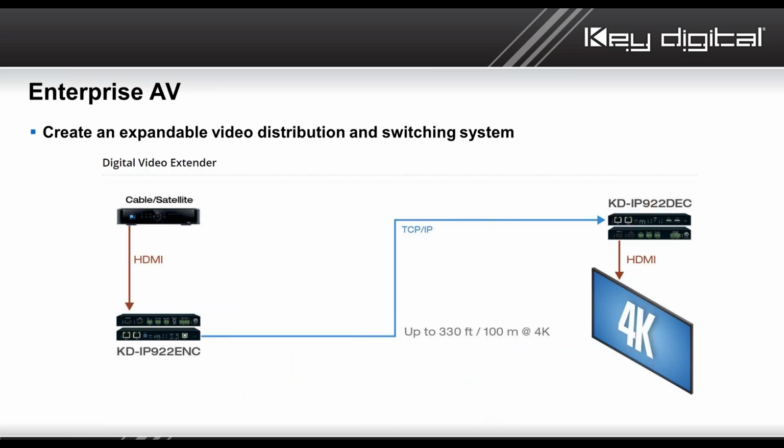You could use these as point-to-point, meaning you don't even need to have a matrix switcher, a network switcher in the middle of the system. And you can do that to extend HDMI video, IR, RS-232, voltage triggering, voltage sensing, network connections, USB connections, audio de-embedding with DSP, all of the features there.